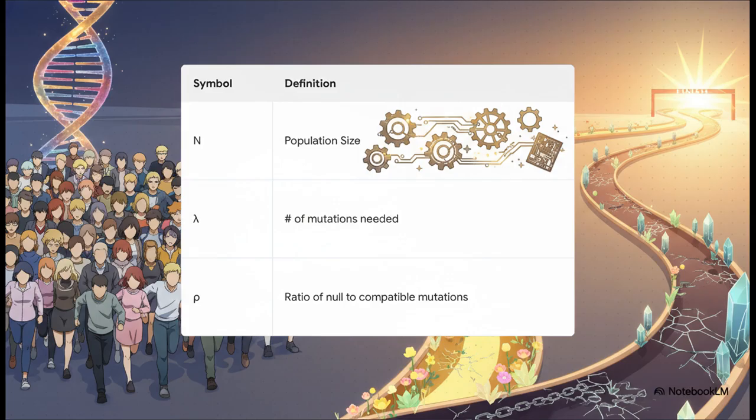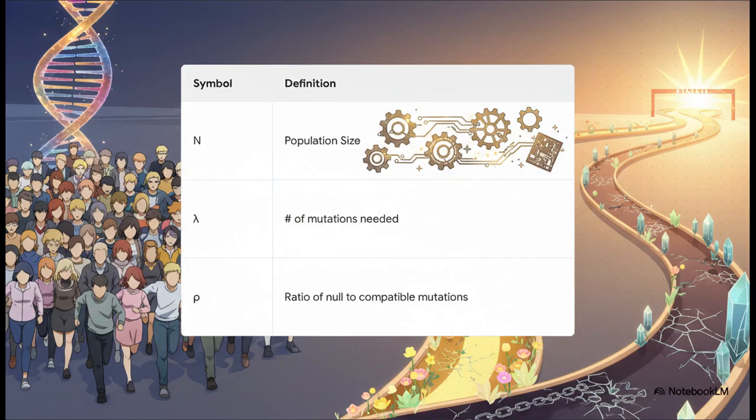Now, to turn this into a real simulation, you have to boil it down to some key variables. So N is just the population size. How many of these duplicated genes are in the running? Lambda, that's the Greek letter lambda, is the number of specific helpful mutations you actually need. And then there's rho. This one is super critical. It's the ratio of breaking mutations to helpful ones. Basically, it sets the odds of the race.